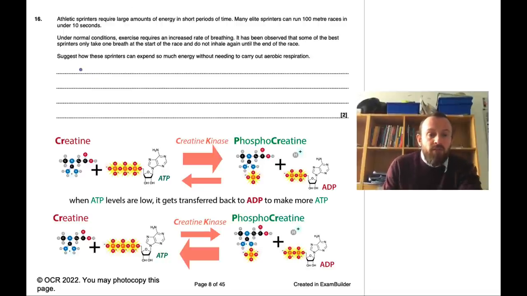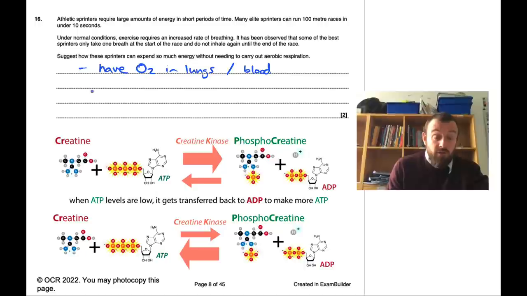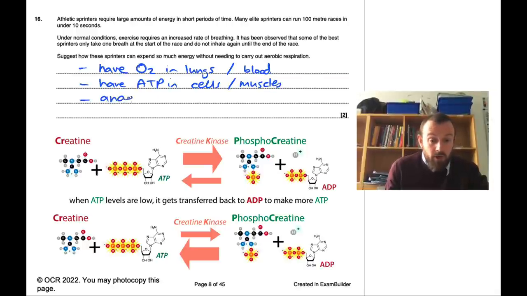Well, there's a few things here. First of all, they already have oxygen in lungs and in blood, so perhaps that is sufficient for them to use that oxygen that's already in their body for 10 seconds. The second thing is that they may already have ATP in cells and muscles, ready to be burned. The third thing is they can do anaerobic respiration. Now you have to actually say that they can tolerate a high level of lactic acid. I'll show you the mark scheme in a second, but you couldn't just get it for saying anaerobic respiration.